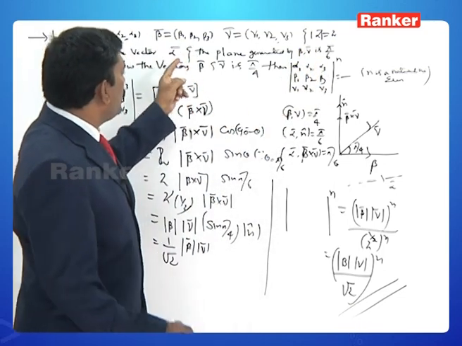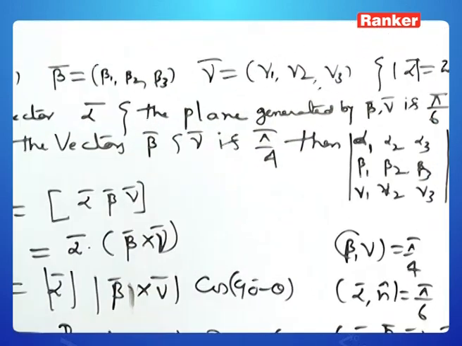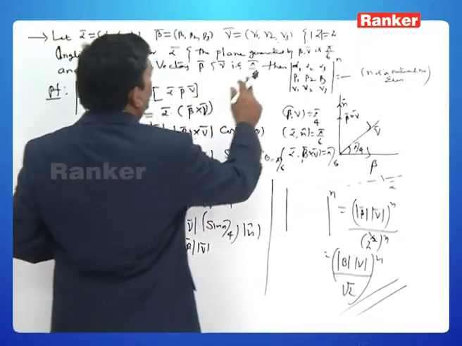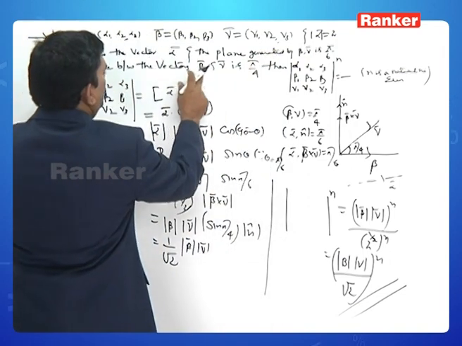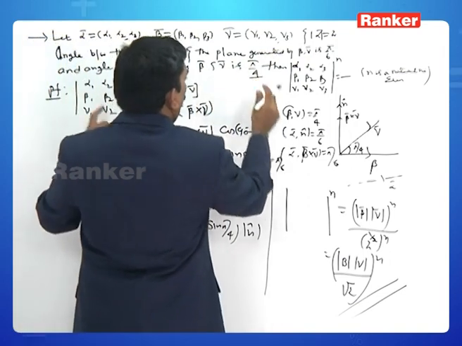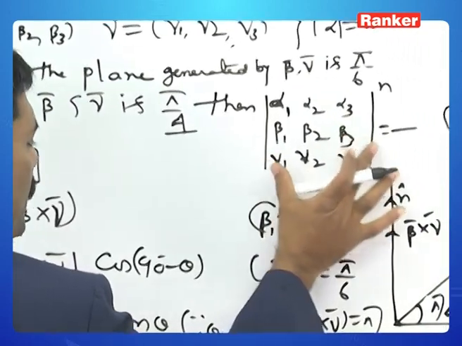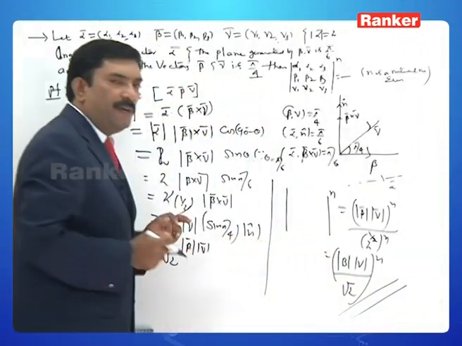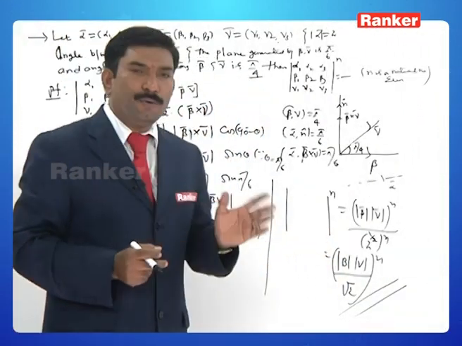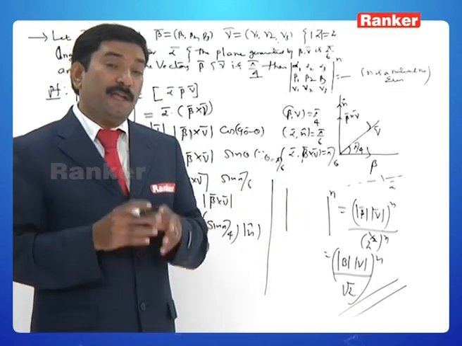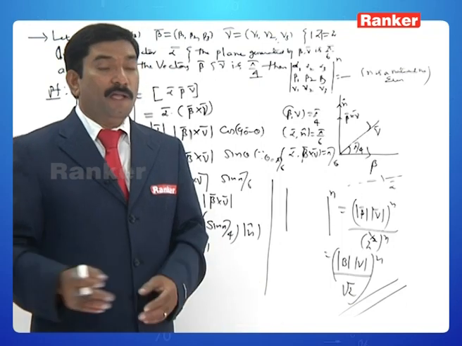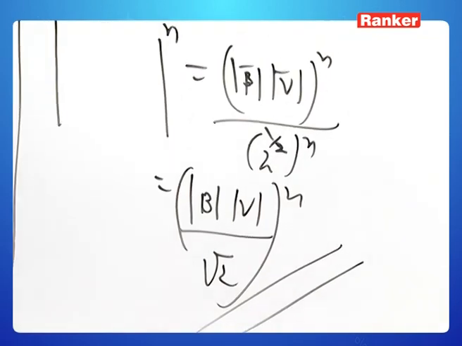That is, the plane generated by beta bar and gamma bar is what? Pi by 4, and the plane generated by beta and gamma is pi by 6, and the angle between the vectors beta bar and gamma bar is pi by 4. Then the value of this is given to be (mod beta into mod gamma by root 2) whole power n. Here, the angle between the two vectors is there, and the angle between a vector and a plane is also there.